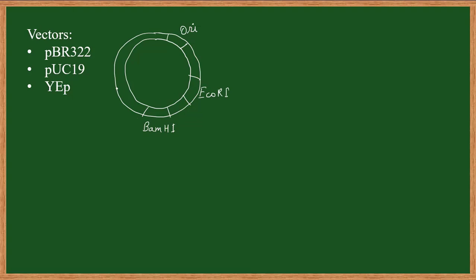Now the selectable marker. Here one selectable marker is the ampicillin resistance gene. One more selectable marker is the tetracycline resistance gene. So these are selectable markers. And which type of selectable marker? Antibiotic resistance genes. Okay, so this is the structure of pBR322.